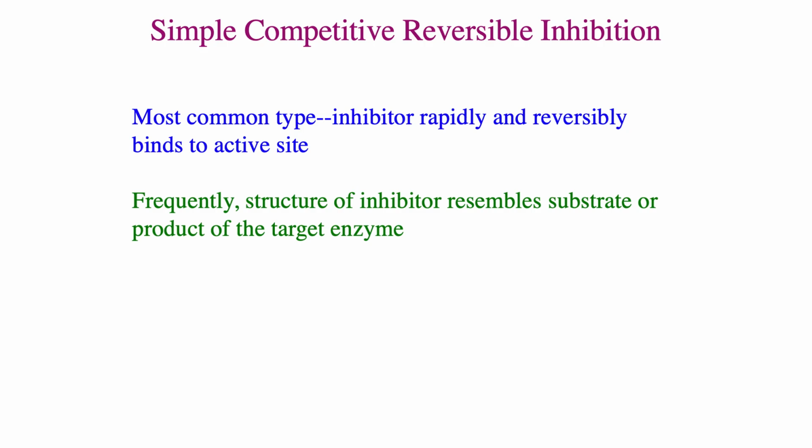So simple competitive reversible inhibition is the most common type. The inhibitor rapidly and reversibly binds to the active site. And frequently the inhibitor looks like either the substrate or the product of the reaction of the target enzyme.